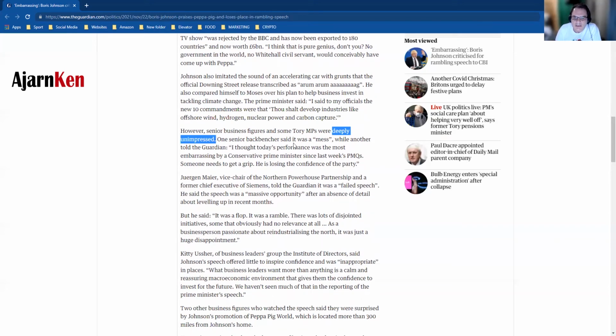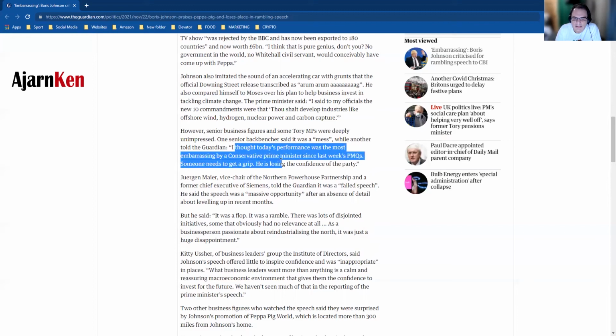One senior backbencher said it was a mess, while another told The Guardian, the newspaper, "I thought today's performance was the most embarrassing by a Conservative Prime Minister," that's the political party, "since last week's PMQs." PMQs is when it's called the Prime Minister's Questions, where politicians will ask the Prime Minister questions in the Government House.